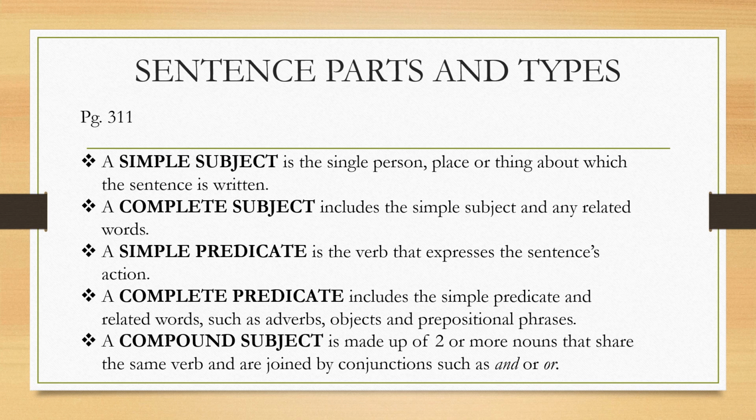All of these that I'm saying, I'm re-saying, I told you you need to highlight them. I'm going back and telling you what you need to make sure you underline, circle, extra highlighting. Okay? So, a simple predicate, the verb that expresses the sentence's action. A complete predicate includes the simple predicate and related words, such as adverbs, objects, prepositional phrases.